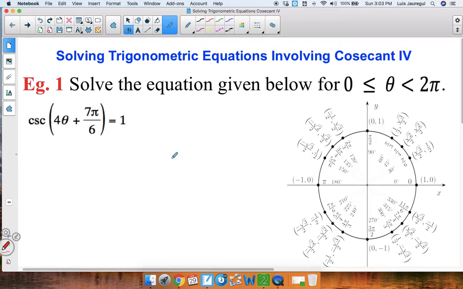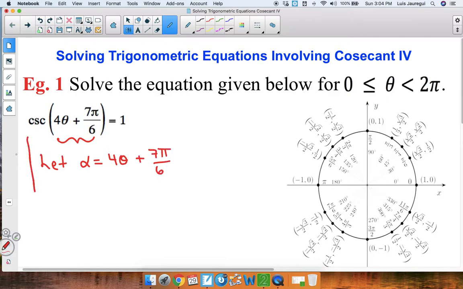Solve the equation given below for theta greater than or equal to 0 and less than 2 pi. Here our equation is cosecant of 4 theta plus 7 pi over 6 is equal to 1. Now let's pay close attention to the input and define a new variable based on that input. So let alpha be equal to 4 theta plus 7 pi over 6.